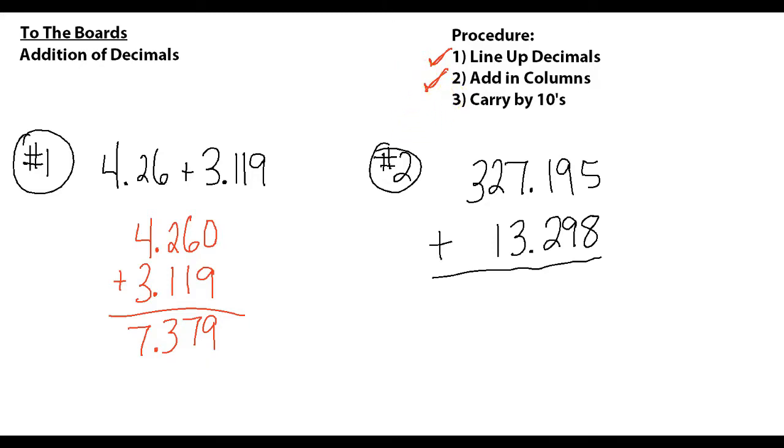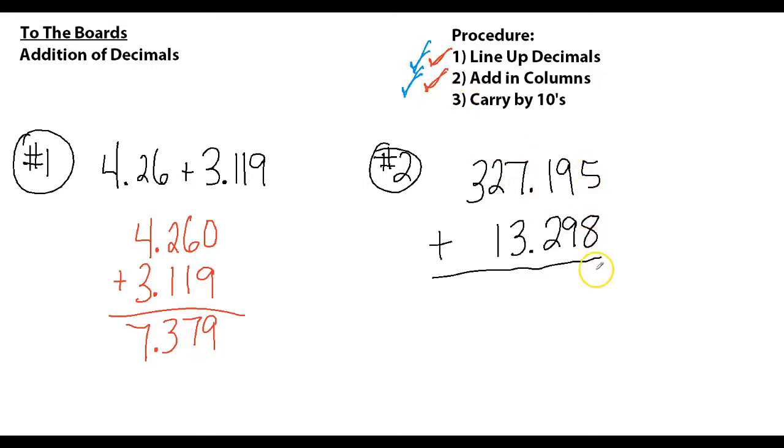Okay, let's try the next one. We have 327.195 plus 13.298. Okay, so let's work on that. First of all, we need to line up the decimals, and everything is lined up, so we're good there. Now let's add the columns.